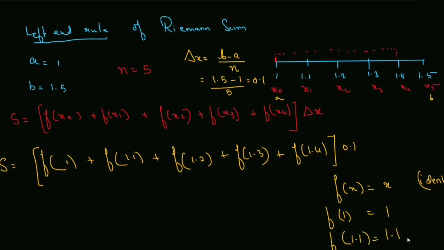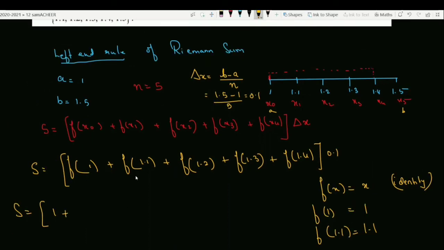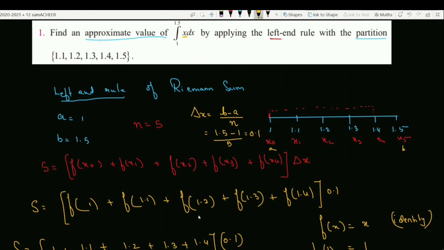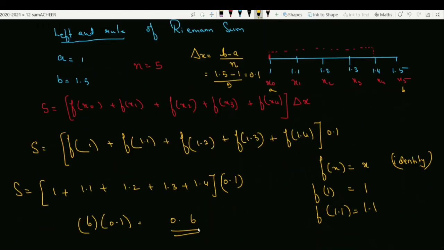Like that. So now S is equal to f of 1 is 1, f of 1.1 is 1.1 as it is, f of 1.2 is 1.2, f of 1.3 will be 1.3, f of 1.4 will be 1.4, into 0.1. So just add all this. What do you get? 6 into 0.1, so that is 0.6. So that is the approximate value of this: 0.6.